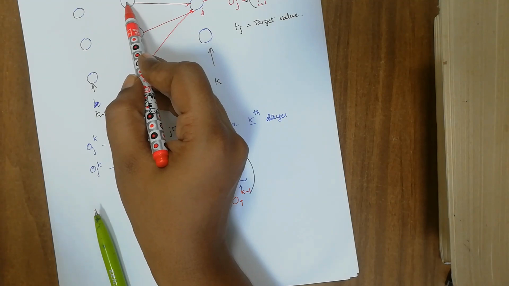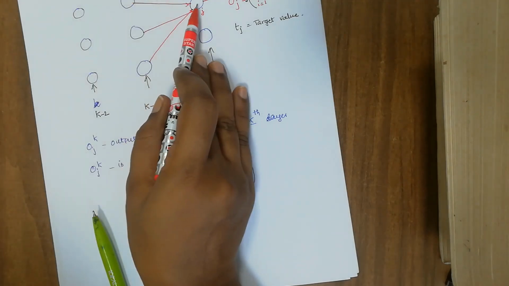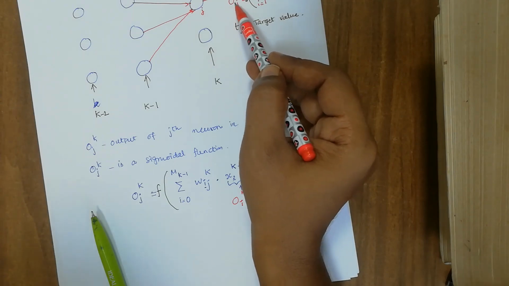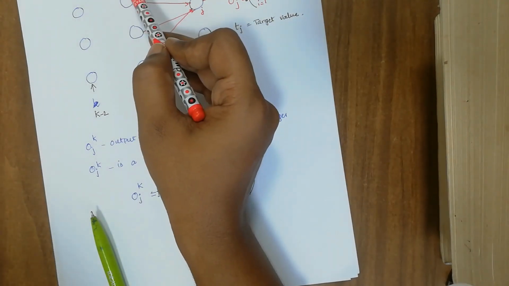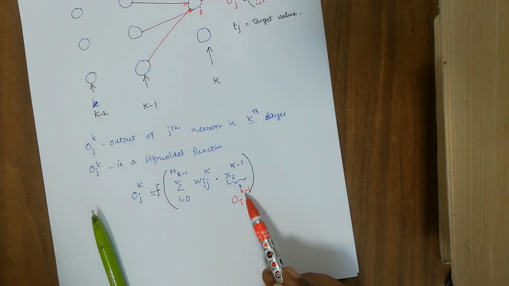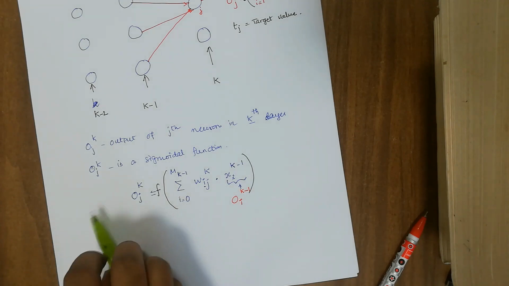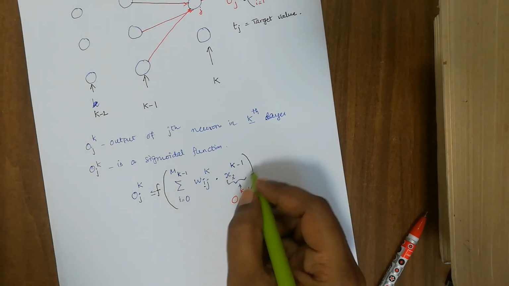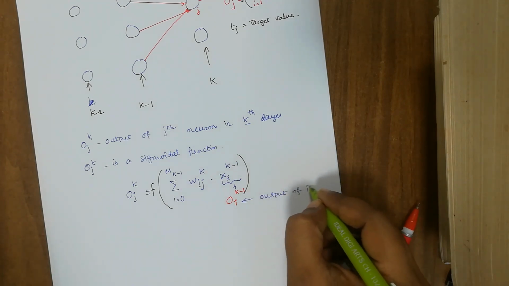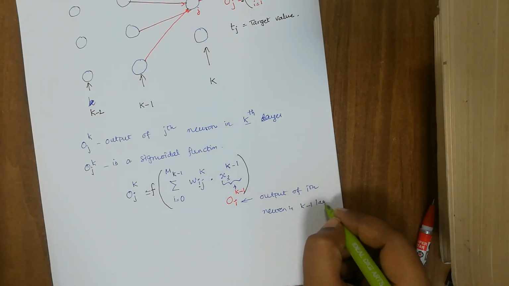This was obtained from its previous nodes or previous layer, the same way as we obtained like this. So since it is represented as oj capital K, we can represent this as oi capital K minus 1. This and this are now the same, but we will make use of this capital oi K minus 1 instead of xi K minus 1. So what is this? This is nothing but the output of ith neuron in capital K minus 1 layer.